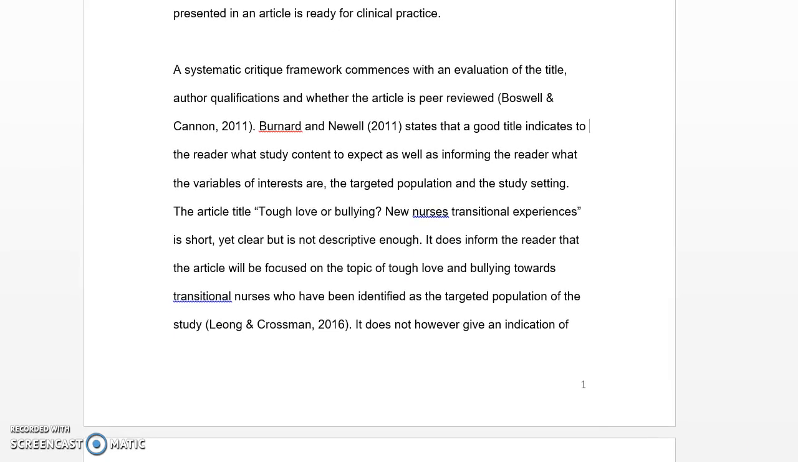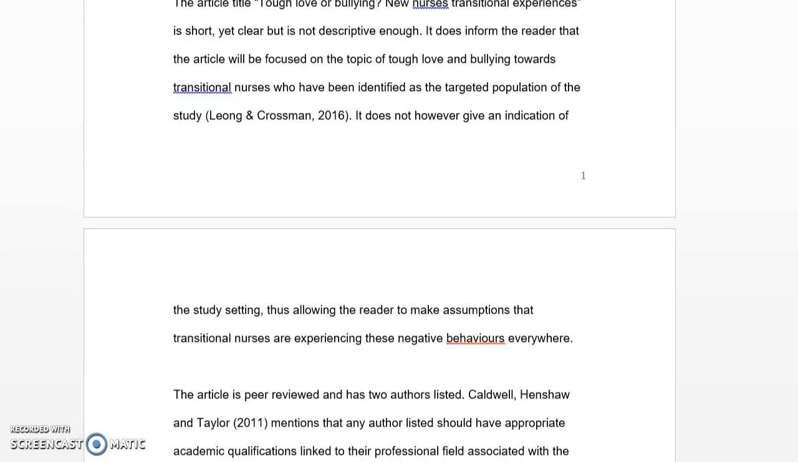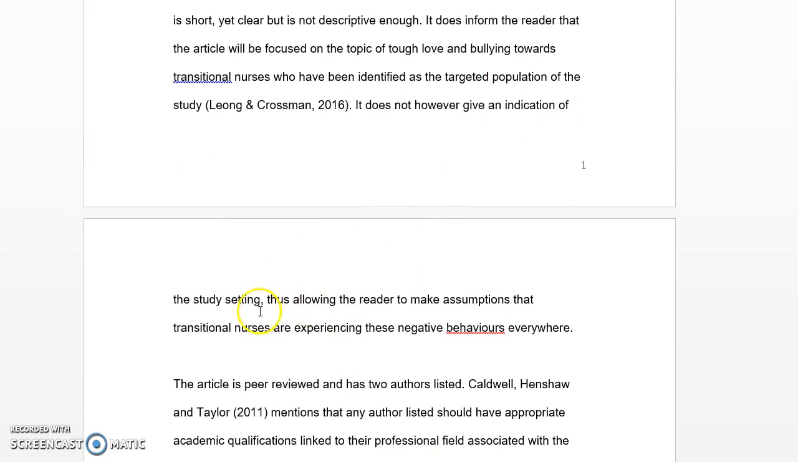So she goes right in. She's talking about title, author qualifications, and whether the article is peer reviewed. So she goes into the title, and this is very nice here: short yet clear, but not descriptive enough. And that is right, because if you look at that, you don't know what country it's in. You don't know much more about the article than what is there. This student has picked up on a number of these things through her writing. It doesn't give an indication of study setting, so you don't know what country. So it's a nice critique there.